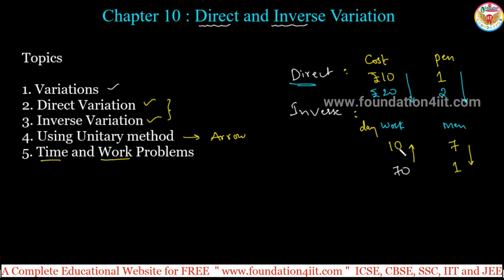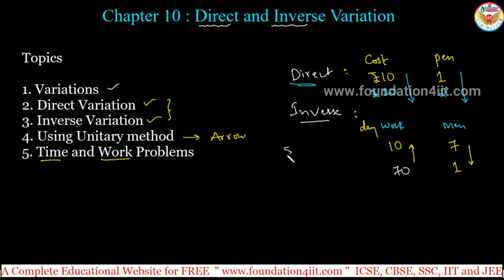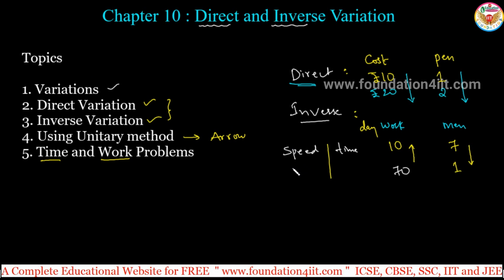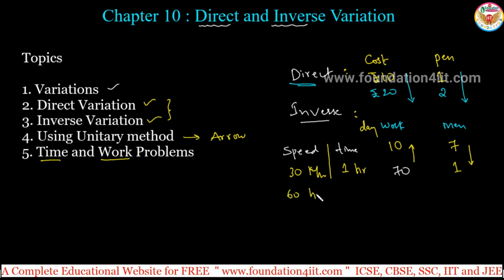So this is a type of change. One will increase and the other must decrease. For example, inverse means if you take the speed of a car, it will take less time. Speed and time, if you compare, if you go at more speed, you'll reach the destination in less time. If you go 30 kilometers per hour and it takes 1 hour, then at 60 kilometers per hour, in half an hour only you'll reach, right? Speed is increased, so time is reduced.